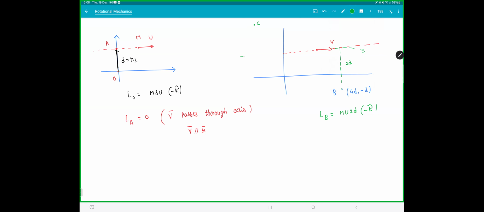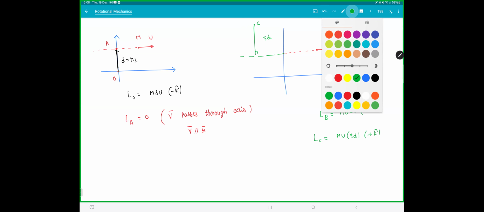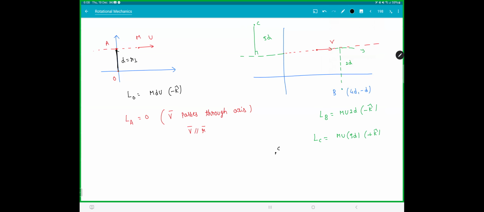Similarly, if you talk about C, if you extend the vector and drop the perpendicular, this will be 5D, because the total height was 6D and minus D there. So L about C will be M into v into 5D. Now be careful, direction is plus K cap. Because from C, if this is your R perpendicular, and this was the velocity, you can clearly see this is rotating upward. So this would actually be plus K cap. So be careful with the directions. Magnitudes are easy to find. Clear, everyone?